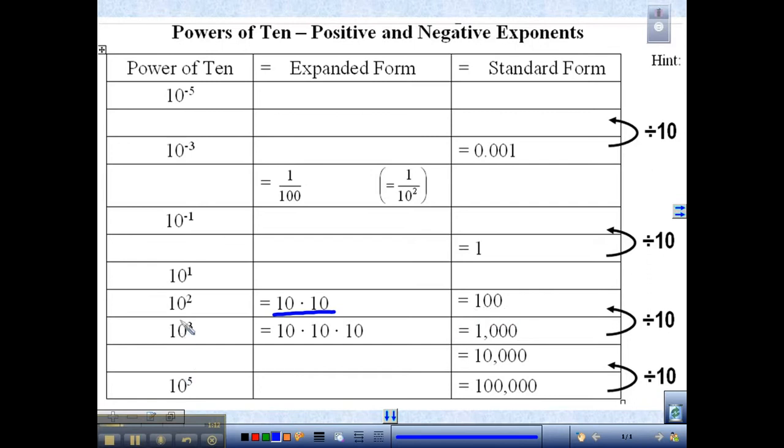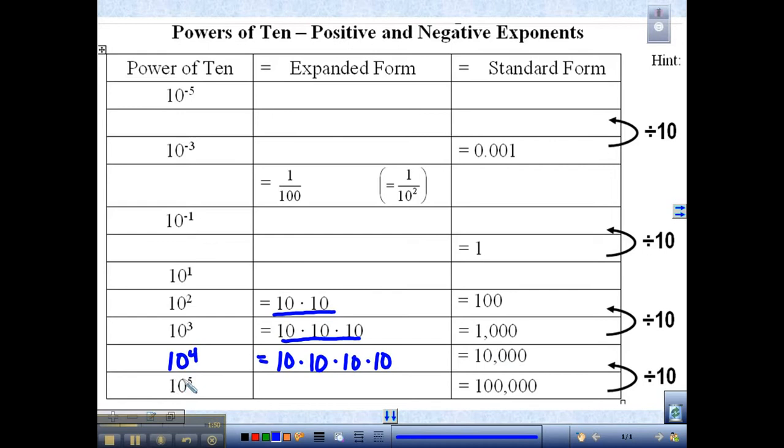All right, let's jump down to 10 to the third. 10 to the third means 10 times 10 times 10. If you multiply that out, you get 1,000. Okay, we're following the pattern here. We went 10 to the first, 10 to the second, 10 to the third. What goes here? Yep, 10 to the fourth. 10 to the fourth means 10 times 10 times 10 times 10. That exponent tells you how many times your base of 10 is being multiplied by itself. It's being multiplied by itself 4 times. When you multiply this all out, you get 10,000.